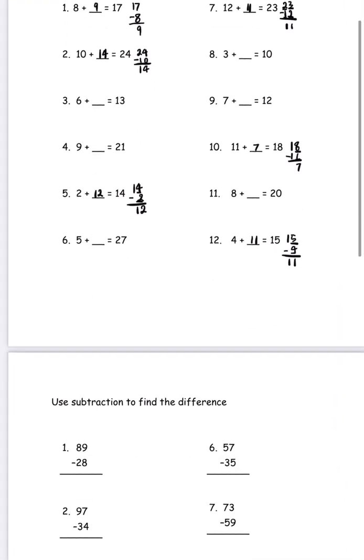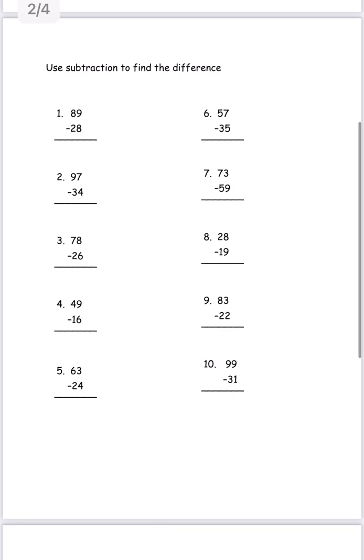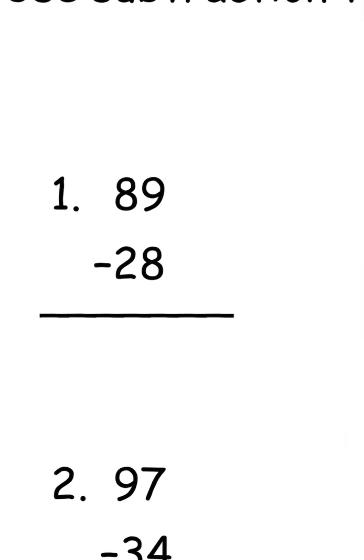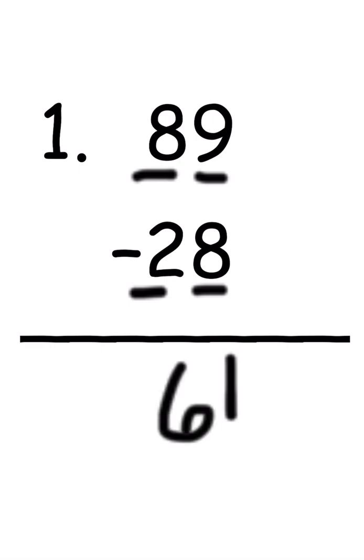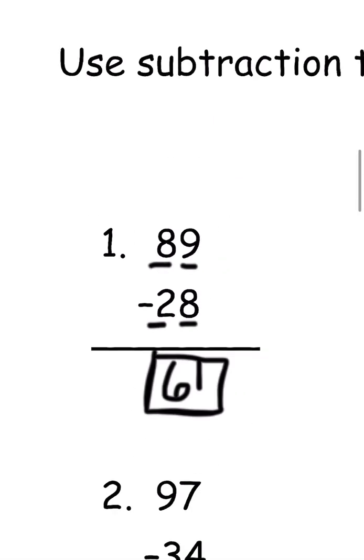Let's move on to the next page. For the second page, we need to use subtraction to find the difference. So let's look at number 1. Again, we need to subtract the numbers that are in the ones place first, and then move on to the tens place. So 9 minus 8 is 1, and 8 minus 2 is 6. Therefore, 61 is the answer for number 1.